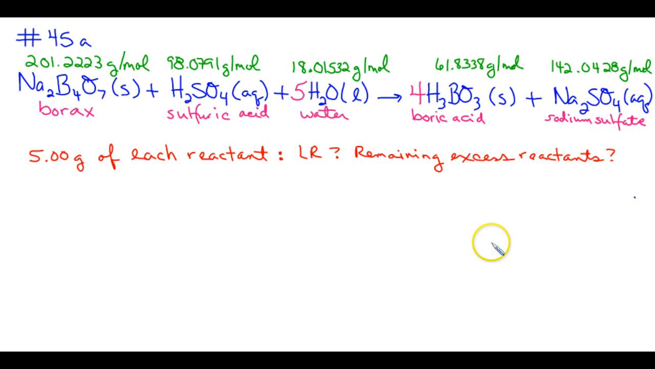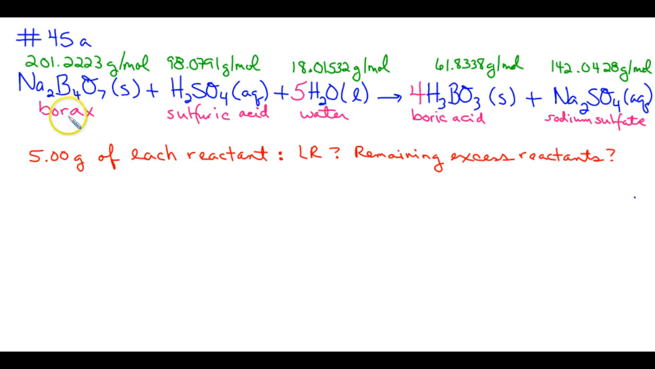So the first thing we need to do is go from 5 grams of each reactant to grams of one of our products. It doesn't matter which product you pick. I'm going to use boric acid because it's the first one in the reaction. If you chose to do sodium sulfate, you would still determine the same limiting reactant and would use that to do the rest of your calculations, and you would still get the same answers.